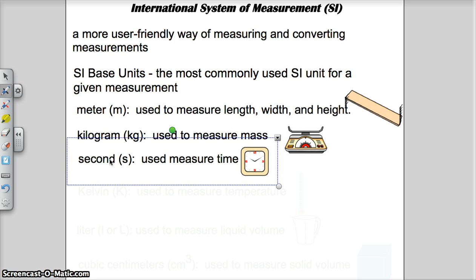For time, the base unit is seconds. We don't use kiloseconds really, we use hours and minutes and such. Okay, moving on.